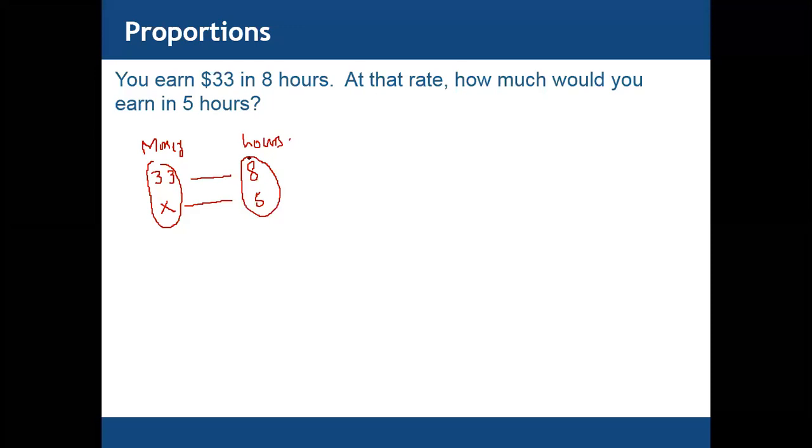Okay, if you want to write, you can write like this: 33 over x and 8 over 5. Or you can write x divided by 33 and 5 over 8. Both will give you the same result.